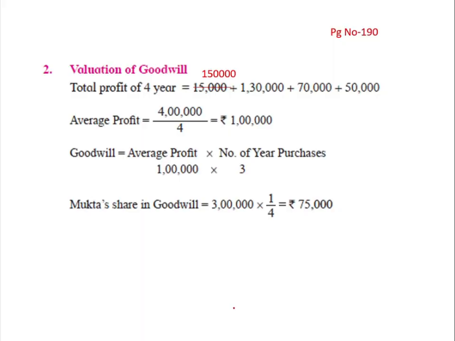Next one, Valuation, page number 190. See, here they have given only 15,000. If you take 15,000, we'll get the wrong answer. So again, put one more extra zero here. Now we'll get 4 lakh upon 4 and 1 lakh. The rest is correct, so just make a correction. This is a very small printing mistake, but really it makes you confused.